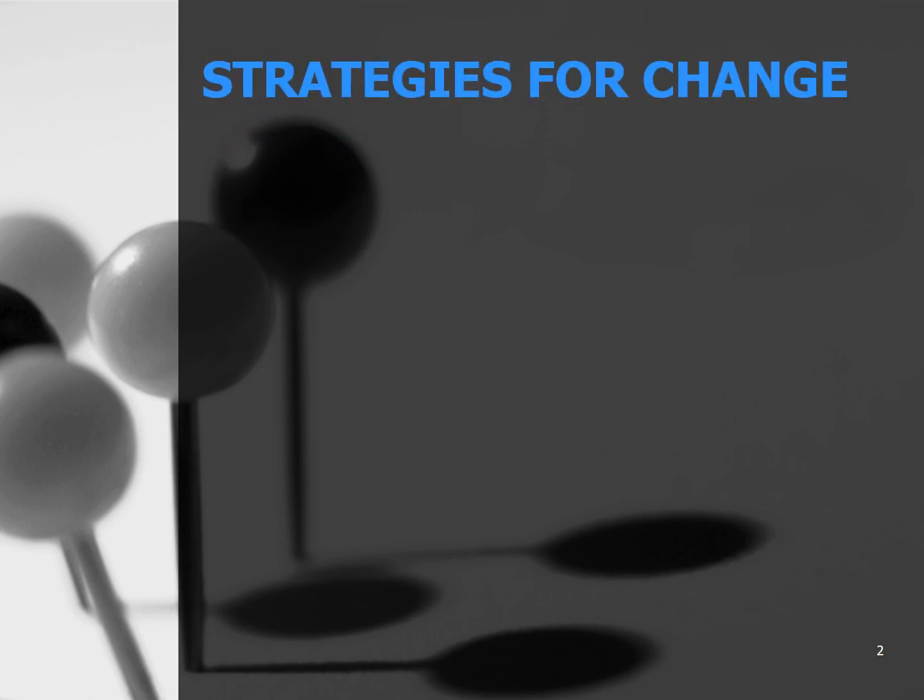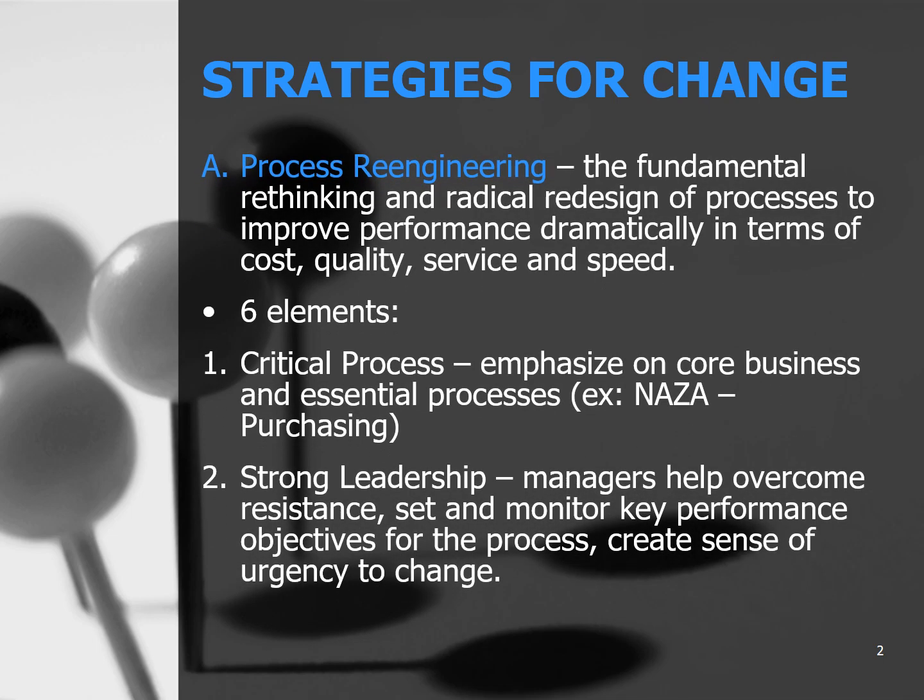I would like to begin by highlighting the 6 elements of strategies for change. It is more or less the same as the critical success factors for business project that we have learned earlier in chapter 1, but with additional 2 elements. The first element is critical process, second is strong leadership, third, cross-functional teams, fourth, information technology, fifth, clean slate philosophy, and sixth, process analysis.